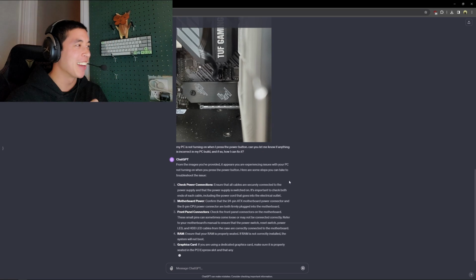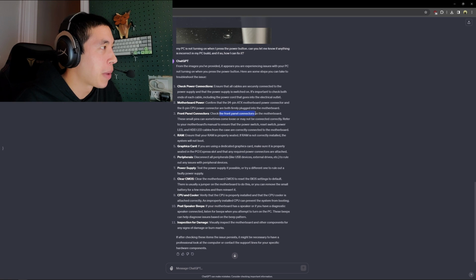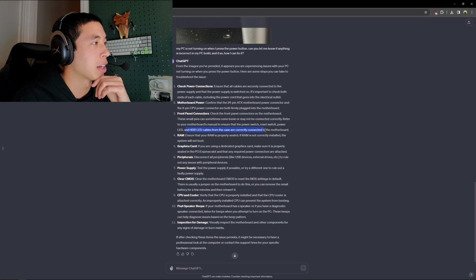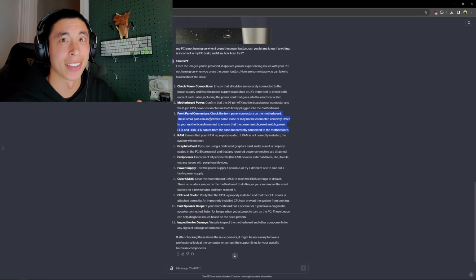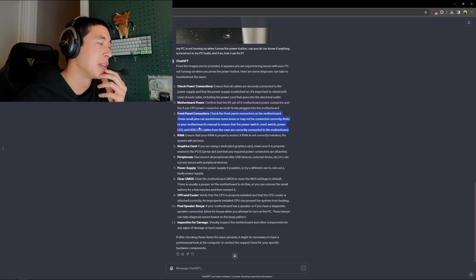Ooh, okay, front panel connectors. All right, this is super focused onto the problem. Check the front panel connectors on the motherboard. These small pins can sometimes come loose or may not be connected correctly. Refer to your motherboard's manual to ensure that the power switch, reset switch are correctly connected to your motherboard. It doesn't say that those cables are installed incorrectly, it just says to check them, which is fair because this is a pretty complicated part of the PC building process.